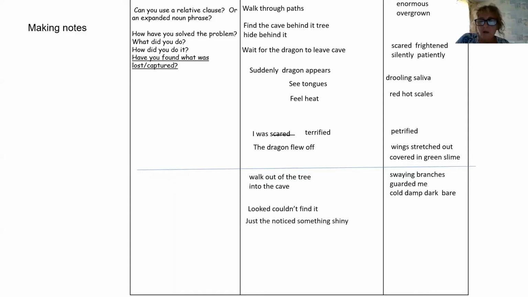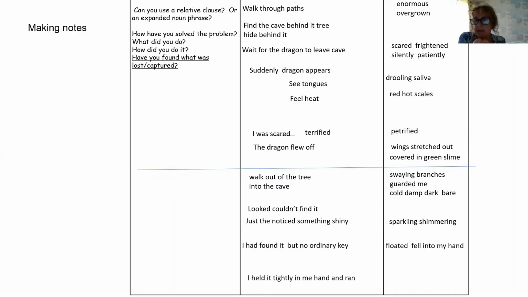Just then I'm going to notice something shiny. So I'm thinking, can I think of some more words for shiny? Maybe sparkling, shimmering, might add some more words. And then I found it, but it's no ordinary key. It's going to float in my hands. It floated and fell into my hands. It's going to float about. I know it's some kind of magic key. So I'm going to hold it tight in my hand and I'm going to run with it before that dragon comes back.